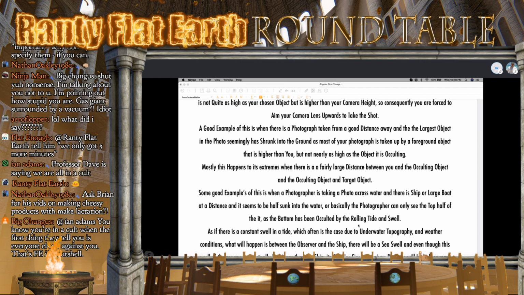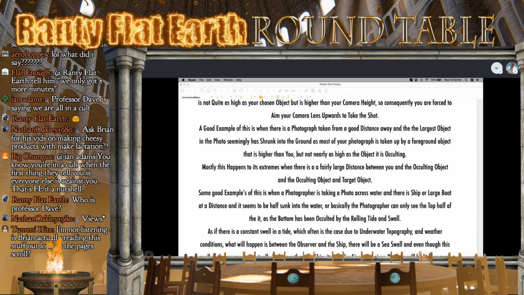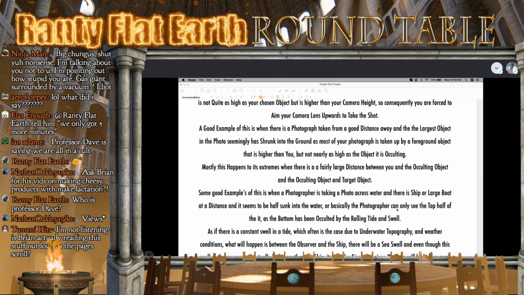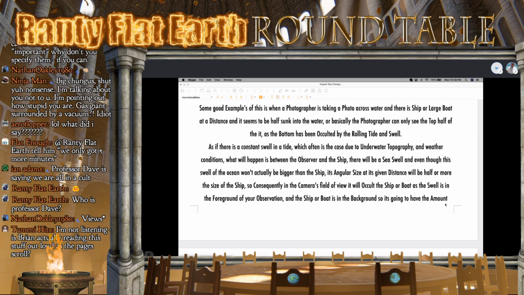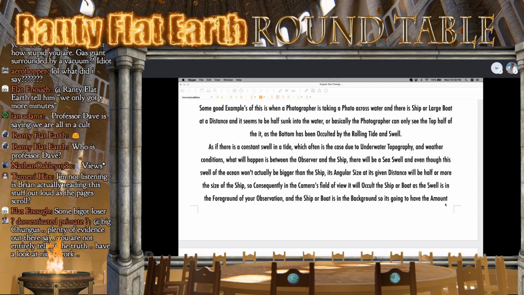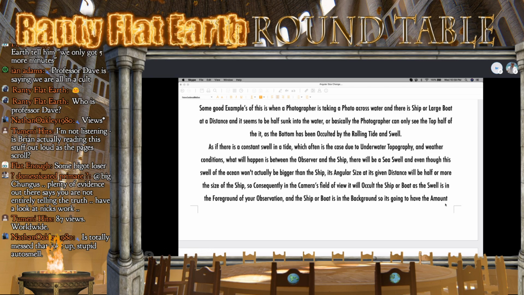Some good examples of this is when a photographer has taken a photo across water and there is a ship or large boat at a distance and it seems to be half sunk into the water, as the bottom has been occulted by the rolling tide and swell. If there is a constant swell in a tide, which often is the case due to underwater topography and weather conditions, then between the observer and the ship there will be a sea swell, and even though this swell of the ocean won't actually be bigger than the ship, its angular size at its given distance will be half or more of the size of the ship.